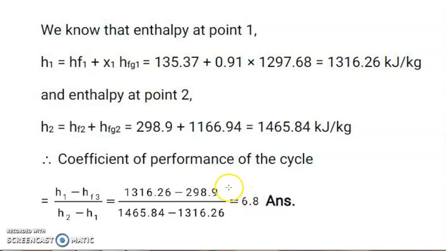So today you completed the first problem. Next class I will solve another numerical problem. Thank you.